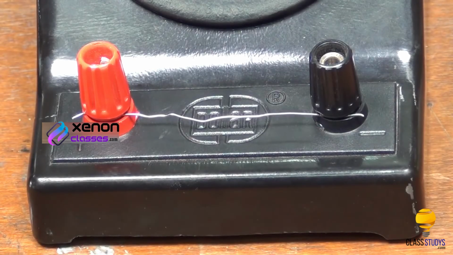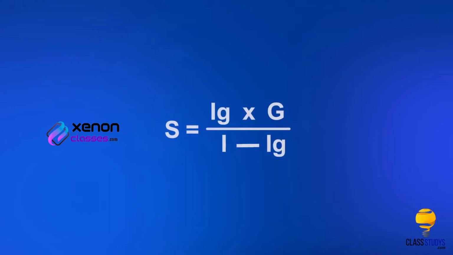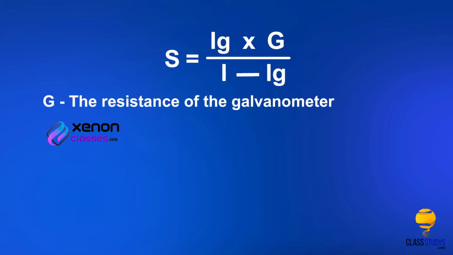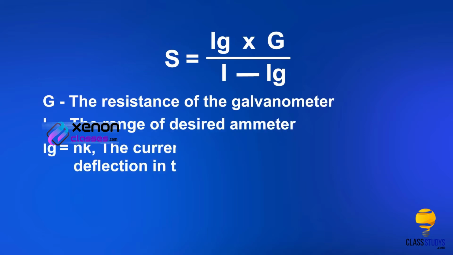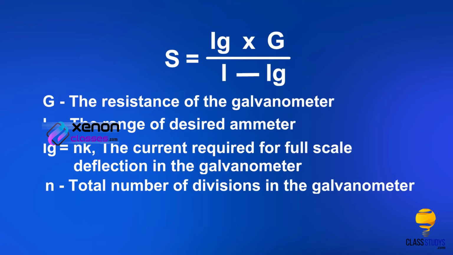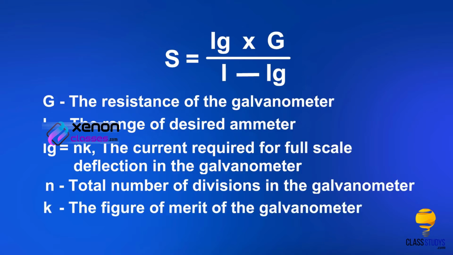Procedure: the shunt resistance required to convert the galvanometer into ammeter of range I is calculated using the formula S = Ig × G / (I − Ig). G is the resistance of the galvanometer, I is the range of the desired ammeter, Ig = Nk, the current required for full-scale deflection in the galvanometer, where N is the total number of divisions in the galvanometer, K is the figure of merit of the galvanometer.